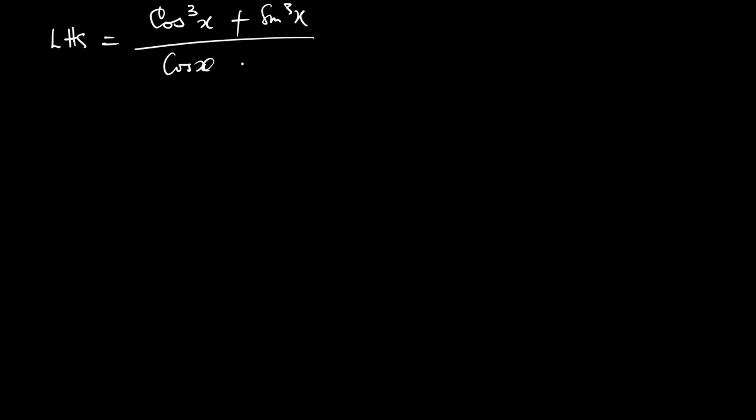So now the left hand side is equal to cos cube x minus sine cube x, then plus sine cube x divided by cos x plus sine x. For us to be able to simplify this further, let's divide cos x raised to power 3 plus sine x raised to power 3 by cos x plus sine x.